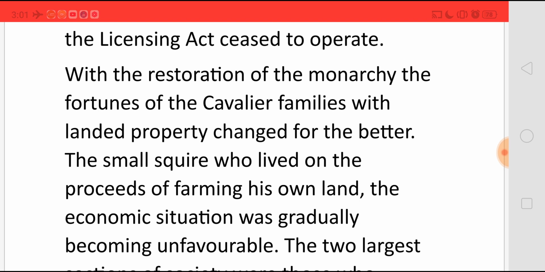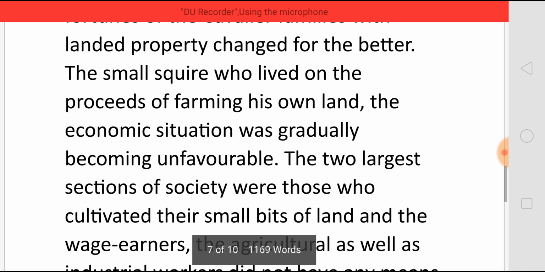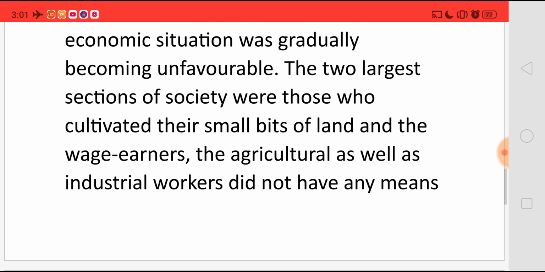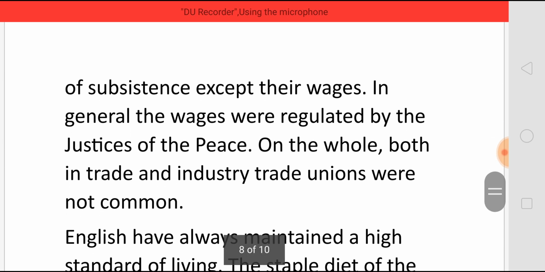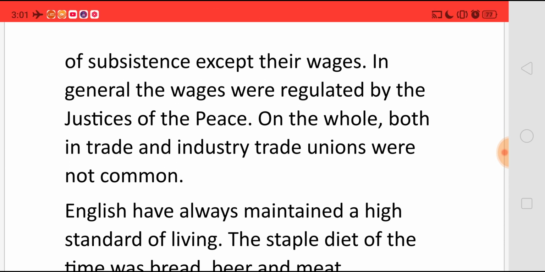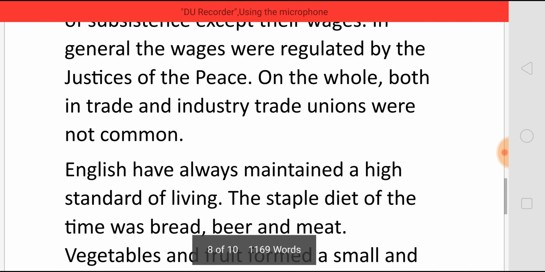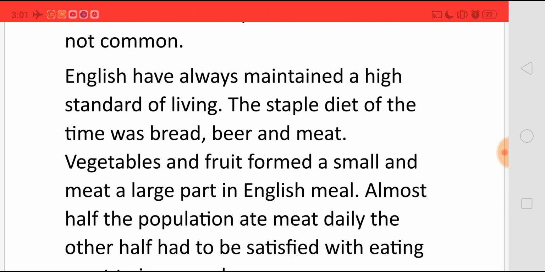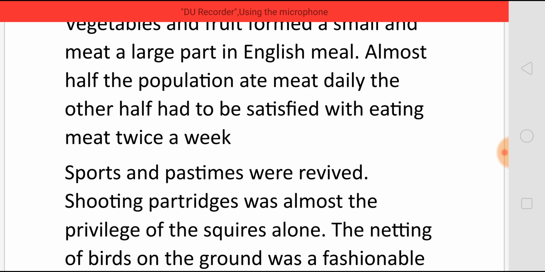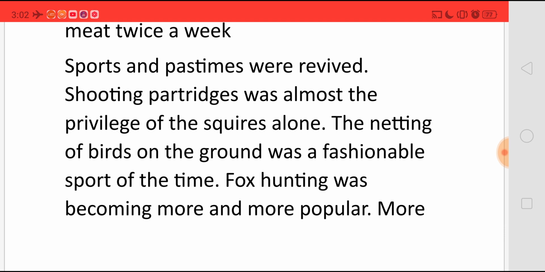And with the restoration of the monarchy, the Cavalier families who had a lot of land became more prosperous. The people who suffered were the small squires, the wage earners and the industrial workers, because their wages were regulated by the justices of the peace, and both the trade and the industries did not have trade unions at that time. And the English people maintained a very high standard of living. The staple diet during that time was bread, beer, and meat, and vegetables and fruits also formed a small part of the regular meal, but meat was the regular meal they had. Almost half the population ate meat daily, while the other half had meat at least twice a week.